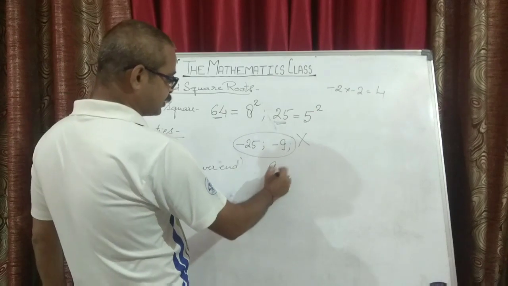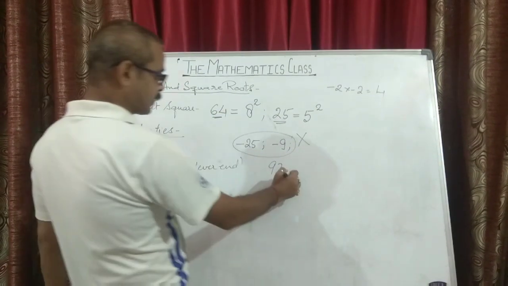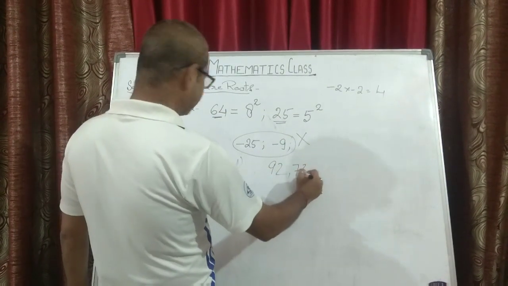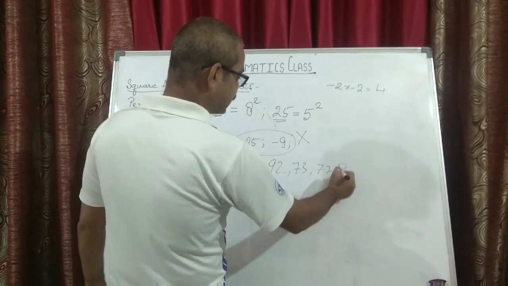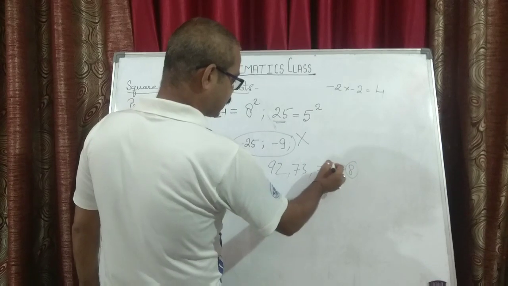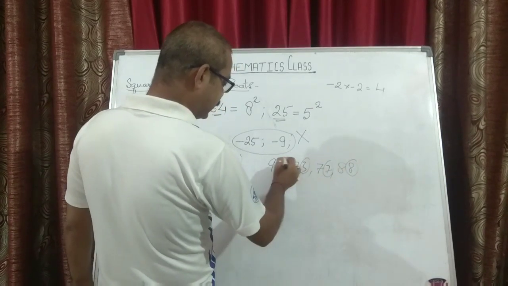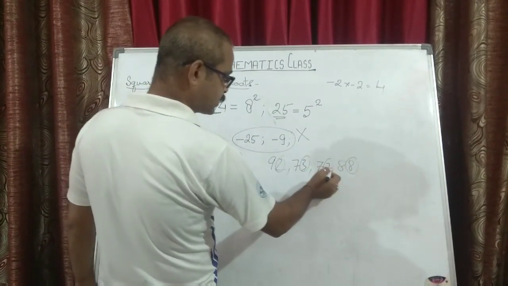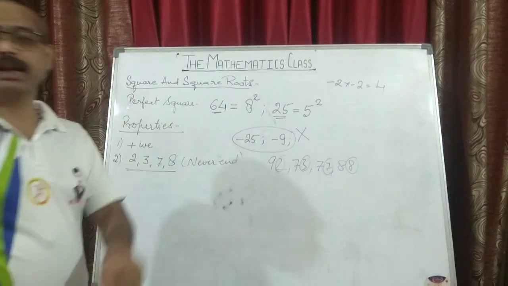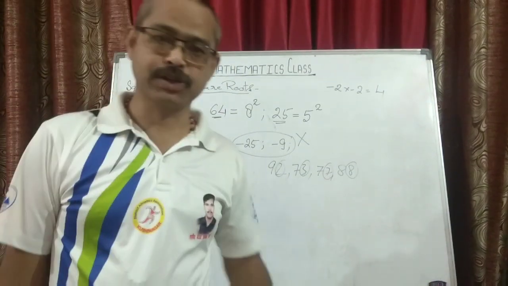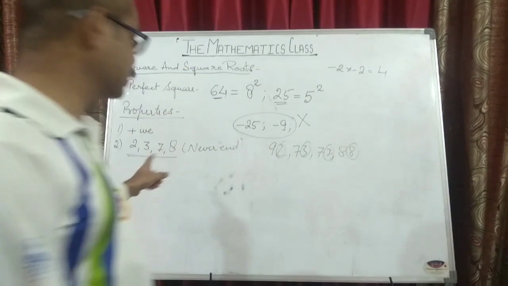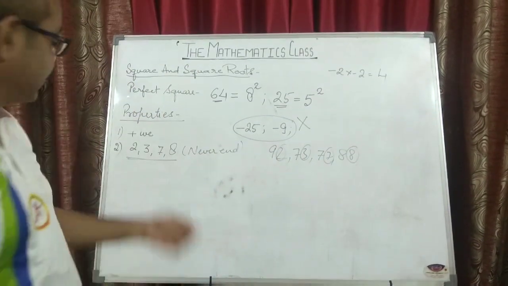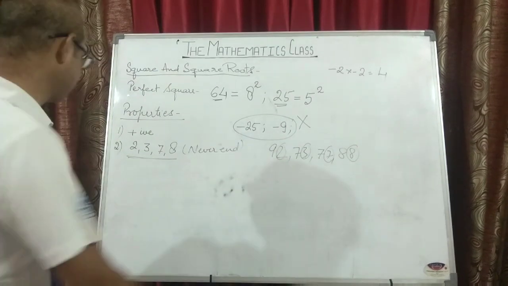Suppose I say 92, not a perfect square. I say 73, not a perfect square. I say 77, not a perfect square. I say 88, not a perfect square. Numbers ending in 2, 3, 7, 8 will never be a perfect square. Why? Because none of the squares end in 2, 3, 7, 8.